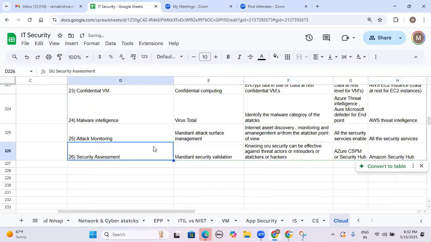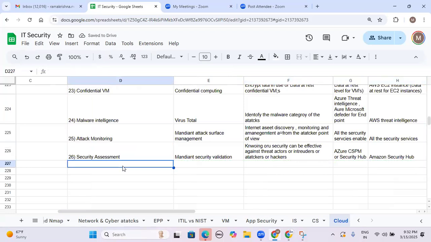So that is about security assessment. Next one is Microsoft Active Directory. Sir, we are discussing Google now. Why are you bringing up the topic of Microsoft? Maybe you have that question.